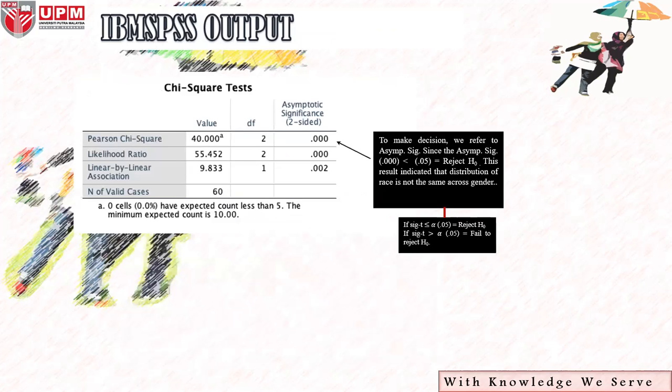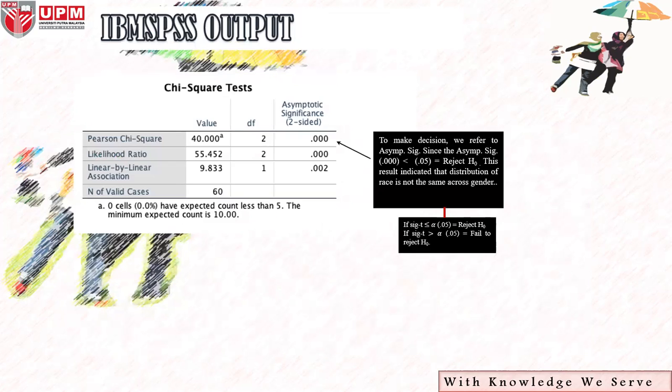Okay. Proceed to the chi-square test table. Refer to the Pearson chi-square column, row, column. Asymptotic significance, two-sided. So the value indicates that the significant value equals 0.000. To make the decision, we refer to the asymptotic significance. So this value we'll use to make the decision.